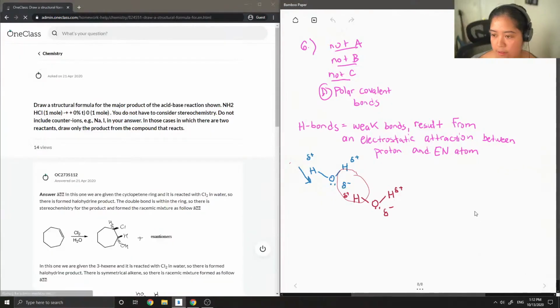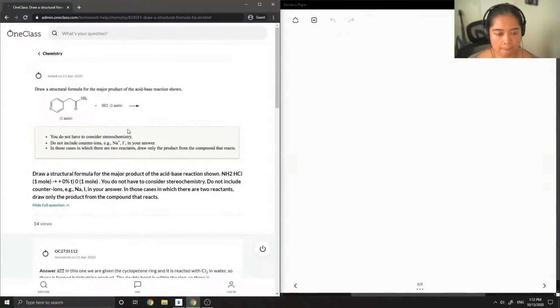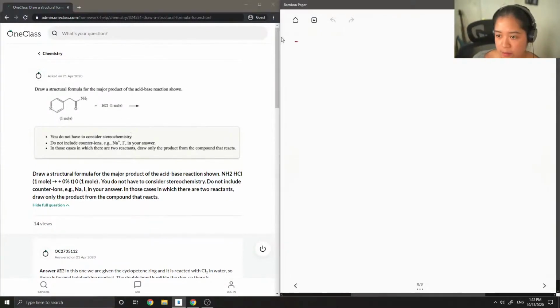So that question wasn't so bad. So now we're on to question number 7. Draw the structural formula for the major product of the acid-base reaction shown below.